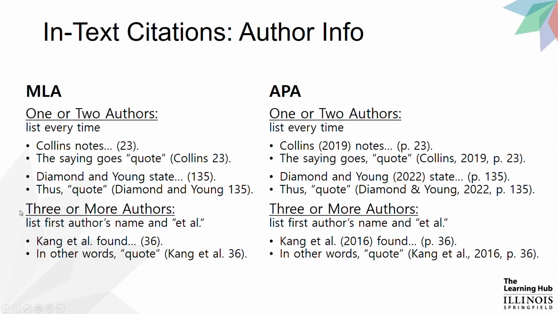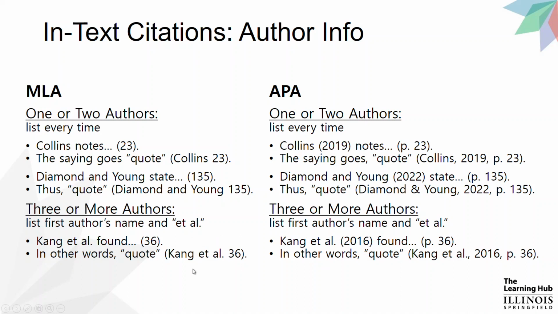If you have a source that has three or more authors, in the sentence, you format those exactly the same, no matter whether it's MLA or APA. You always list the first author's name, and then you can substitute the phrase "et al." for all the rest of the names. So you can see here, Kang et al. found, yada yada, and then the page number at the end in parentheses, or putting everything in parentheses, in other words, comma, quote, and then (Kang et al. 36).